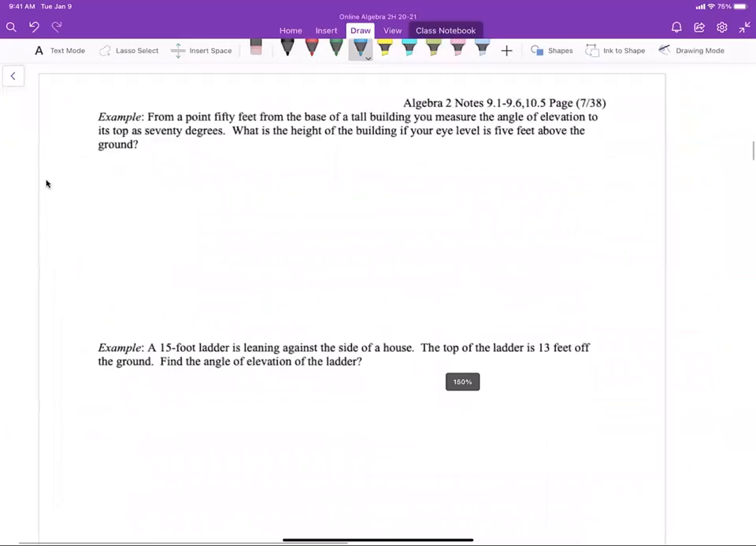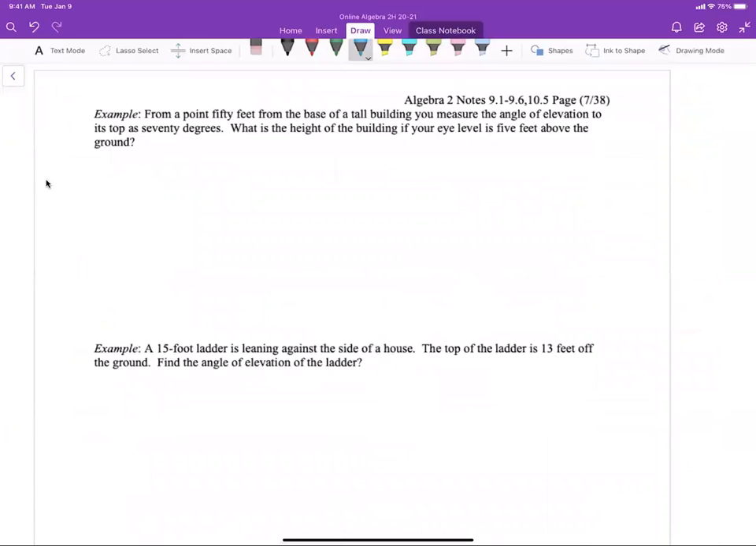All right, from a point 50 feet from the base of a tall building, you measure the angle of elevation to its top as 70 degrees. What is the height of the building if your eye level is 5 feet above the ground? Okay, let's draw the ground. Let's draw my building. Okay, so here's my building. I got some windows. All right, here's the person standing.